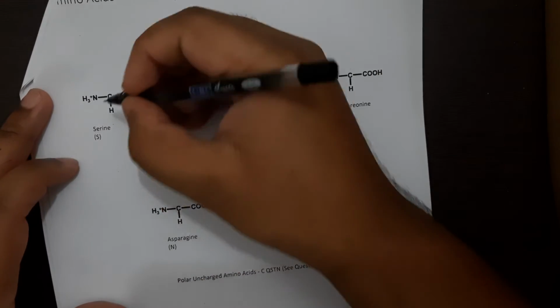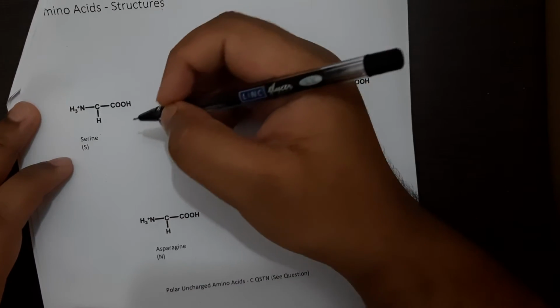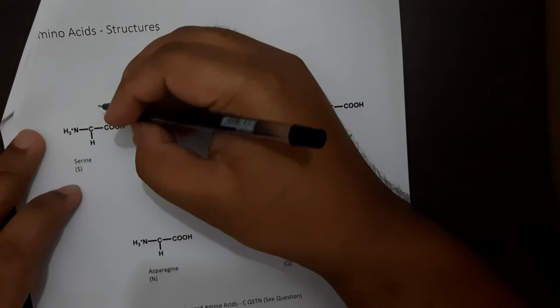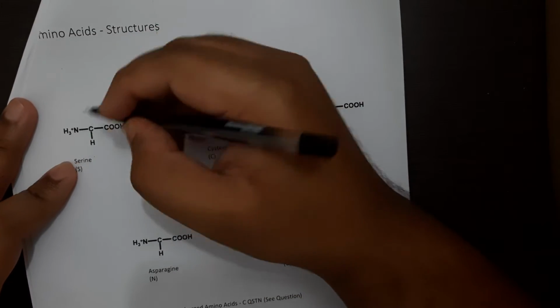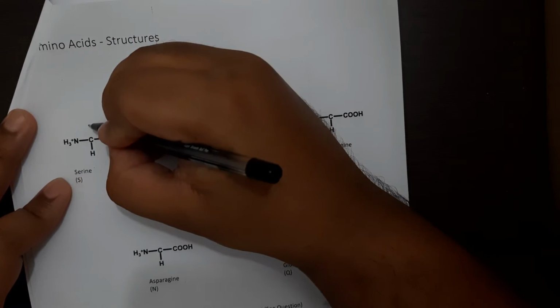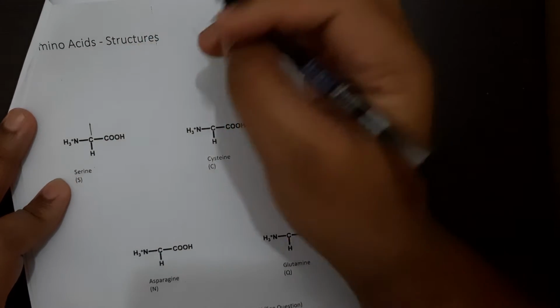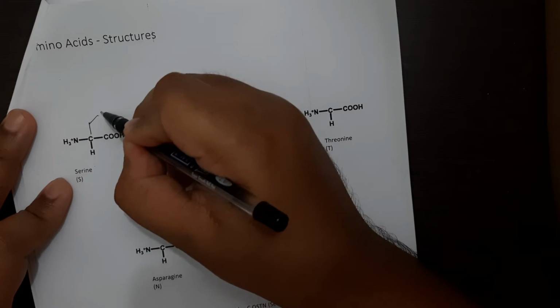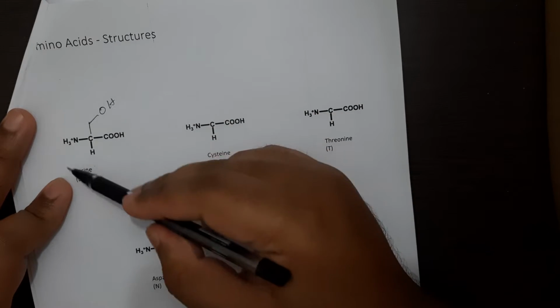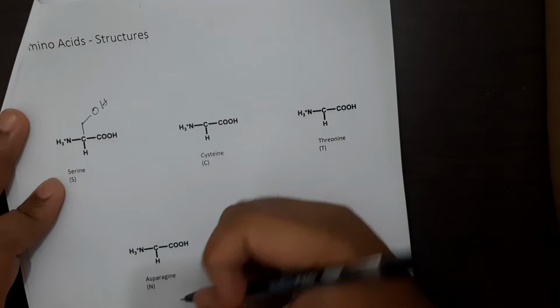So let's begin. The first amino acid in the hydrophilic polar uncharged group is serine. Serine is a simple amino acid which has a hydroxyl group as a functional group. So remember, like I always mention, all amino acids except glycine will have a beta carbon attached, and to this beta carbon you just have to draw a hydroxyl group, an OH. So this is the structure of serine, and it's as simple as that.